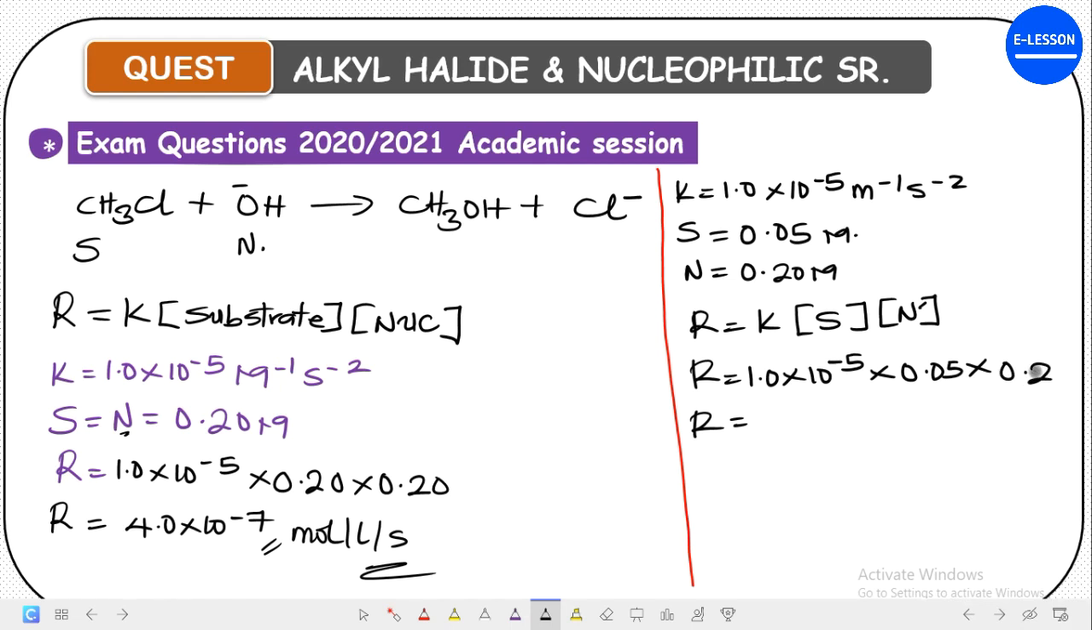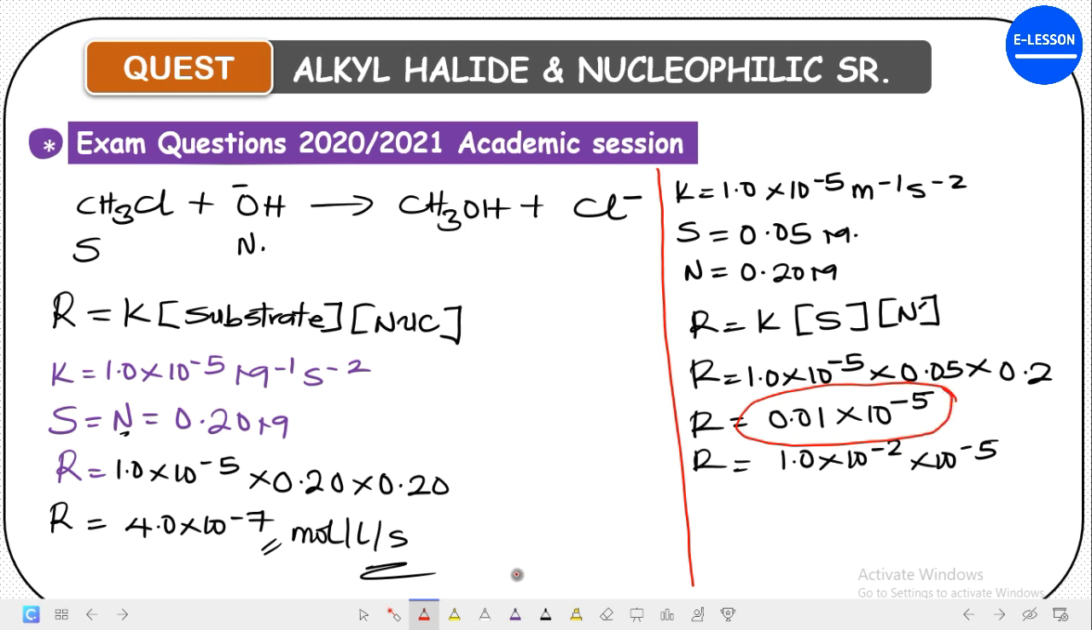Times 0.2, not 2.0. This is 0.01. So we have 0.01 times 10 raised to the power of minus 5. R will be equal to this, 1.0 times 10 raised to the power of minus 2 times 10 raised to the power of minus 5. If you don't understand what I just did here, please don't bother. Just press your calculator from here and get your answer. That will give us a sum. If you multiply this and this, that will give us 1.0 times 10 raised to the power of minus 7.